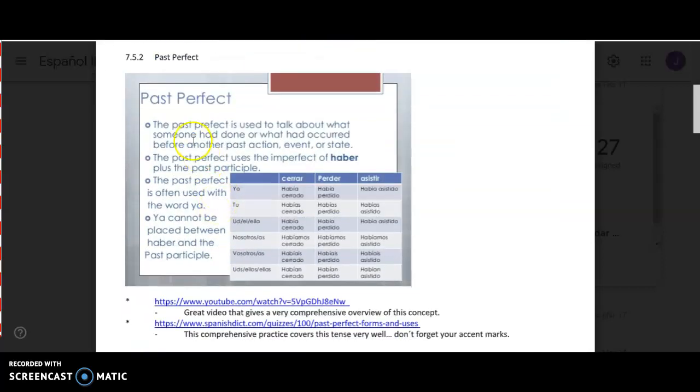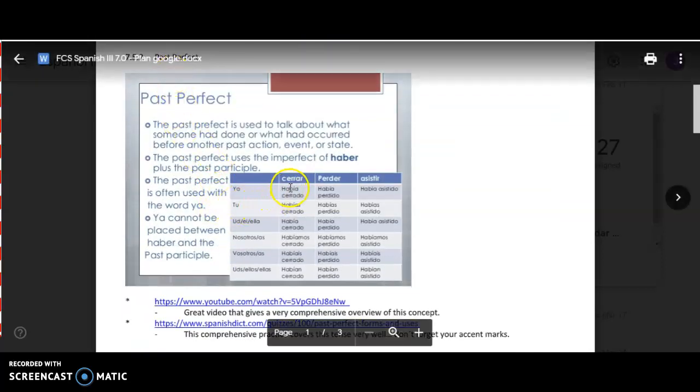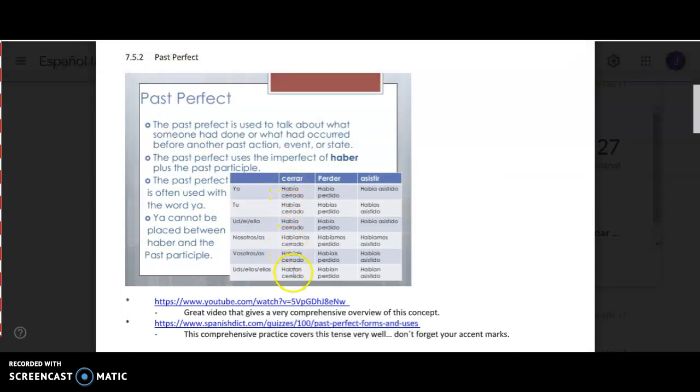Now, the same thing is true of past perfect. Again, you're only conjugating the verb haber, but now you're conjugating it in past instead of in present. And then it's followed by the participle. Now in English, past perfect is used in sentences where you have 2 past actions, and the past perfect is the first of the 2 actions.